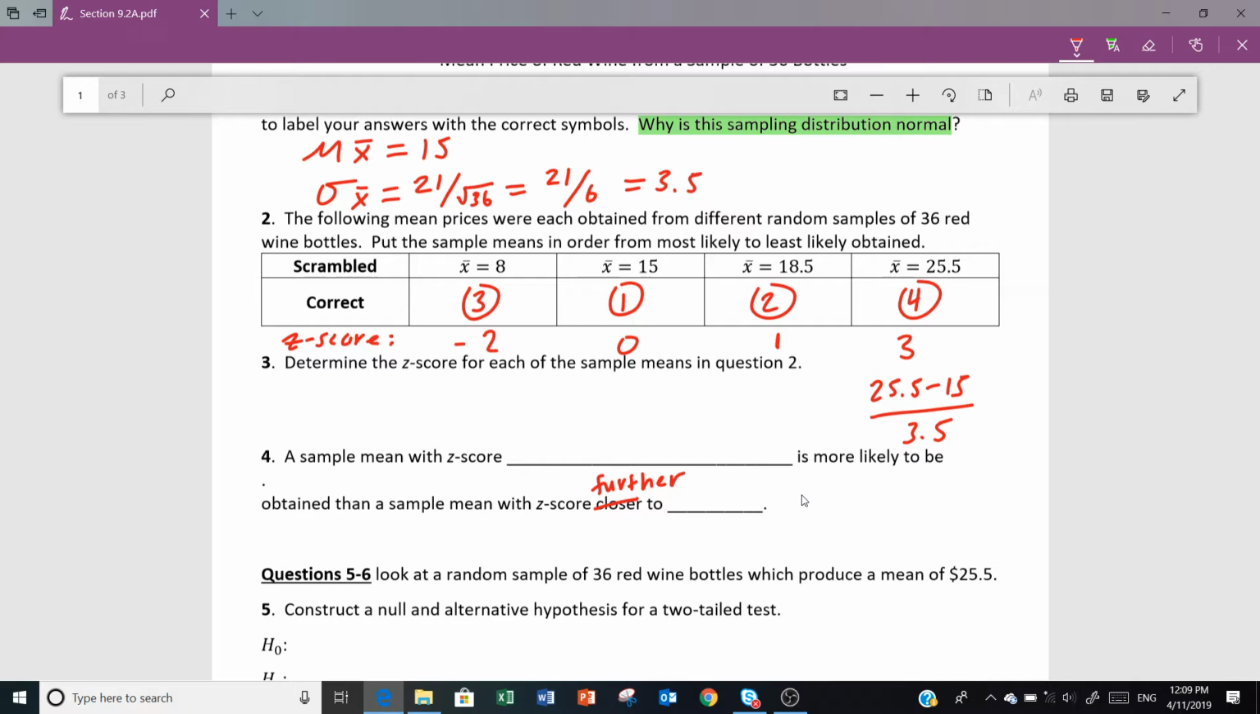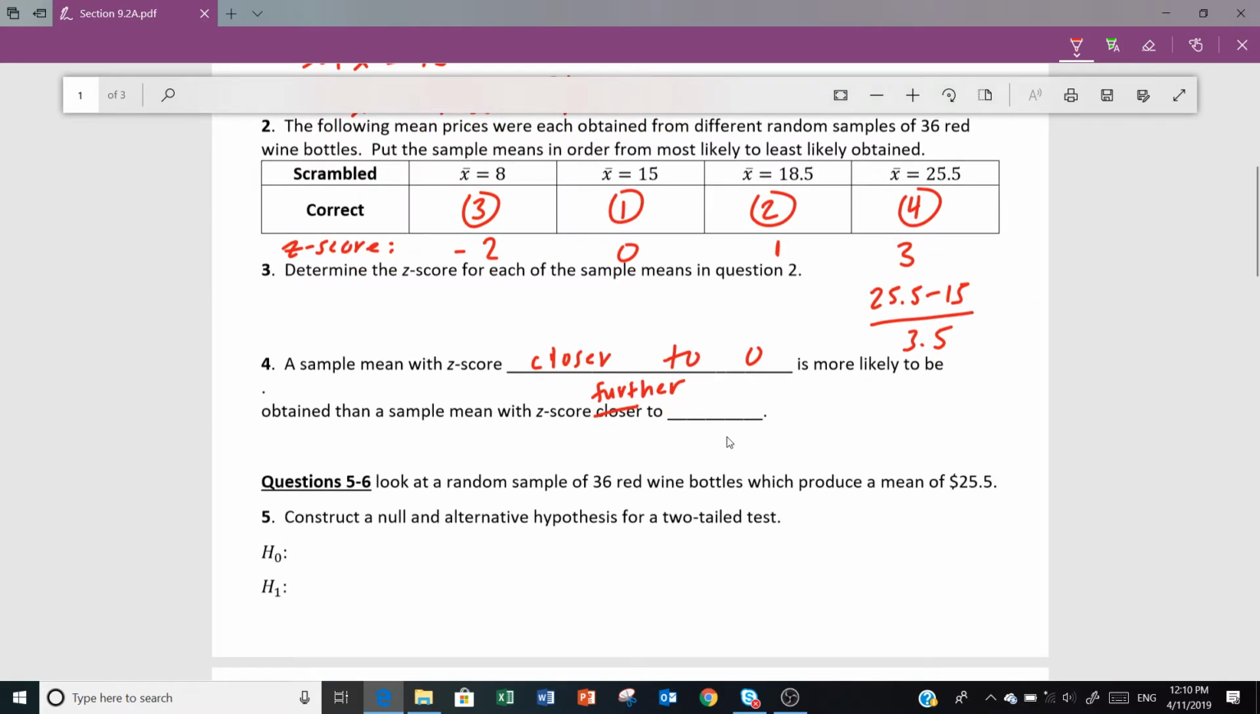Okay, I'm just going to give the answer. Where should the sample means be? They should be with z-scores by 0. Okay, good. So this one is sample mean with z-score closer to 0 is more likely to be obtained than a sample mean with a z-score further to 0. I wanted to keep these both 0.